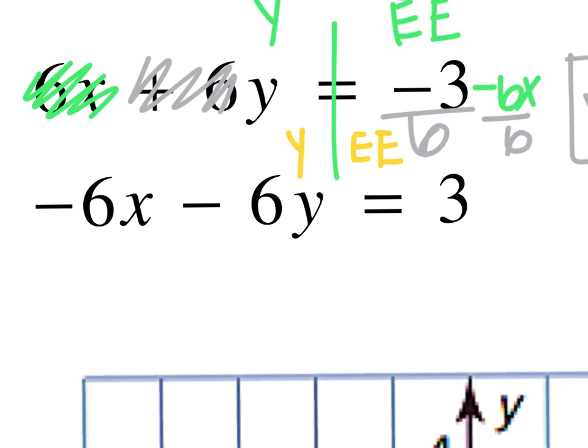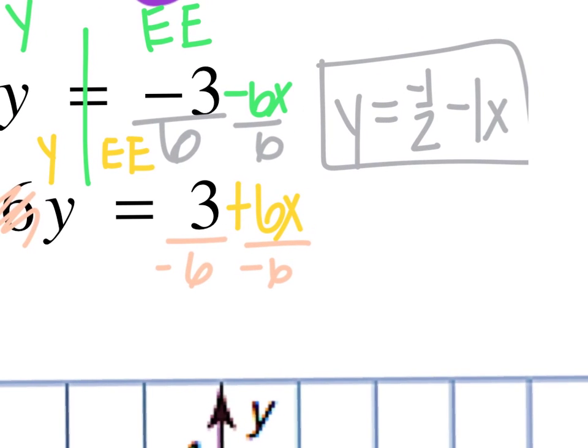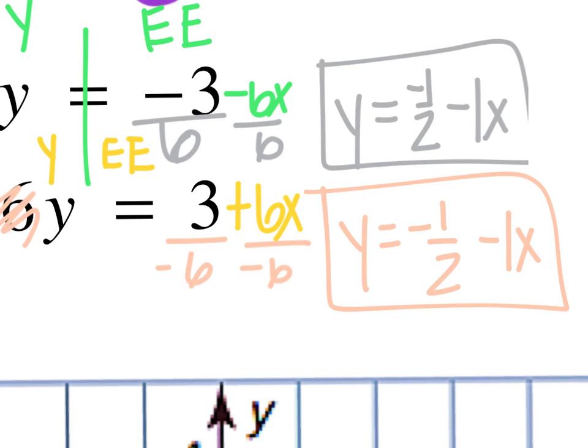So the negative 6x becomes a positive 6x. So that's gone. And then I'm going to divide by negative 6 because that was the number in front of y. And so that negative 6 is gone. To simplify, I end up with y equals 3 divided by negative 6, which is negative 1/2. 6 divided by negative 6 is negative 1x. So I want you to look at these two equations.